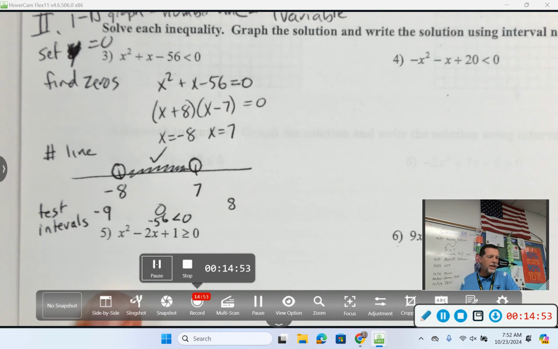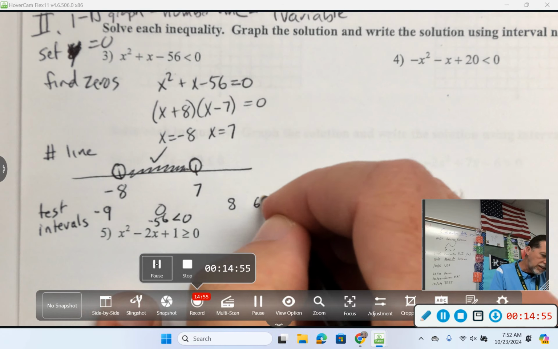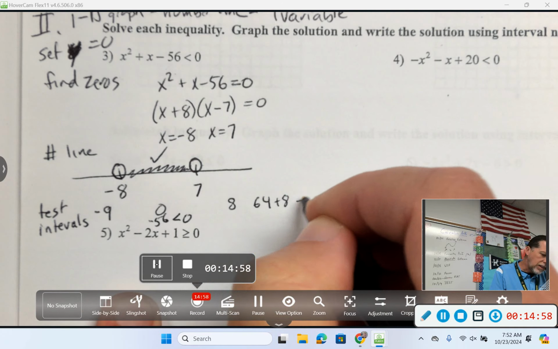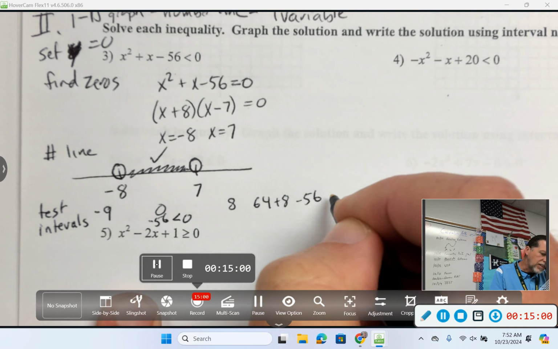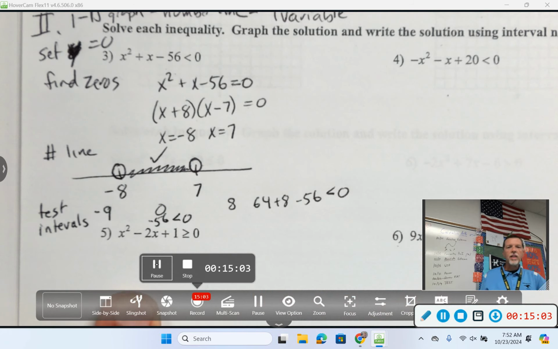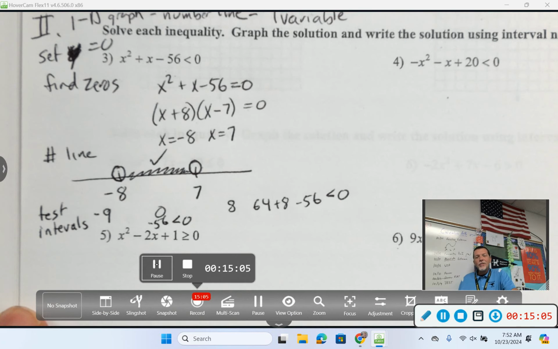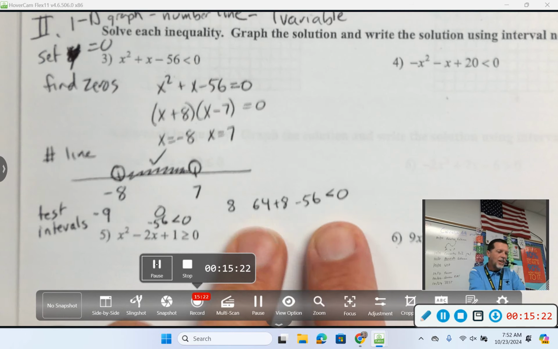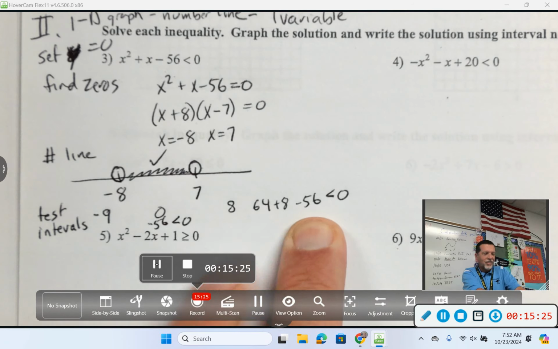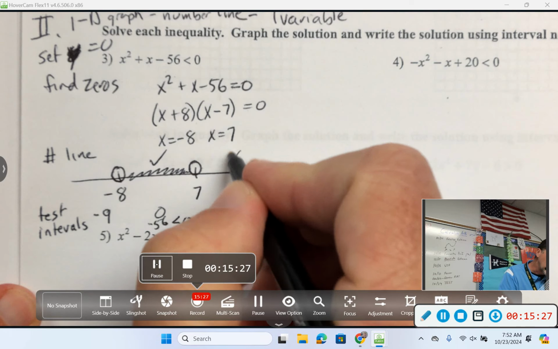If I plug in 8, let's see, 64 plus 8 minus 56. Oh, that's wrong. And you only need to know if it's less than or greater than 0. So even if your math is a little off, 64 plus 8 minus 56, that's definitely more than 0. It'd be 16, but you don't have to come up with 16. As soon as you see that 64 minus 56, that's greater than 0. So this is not true, so I don't want to shade there.